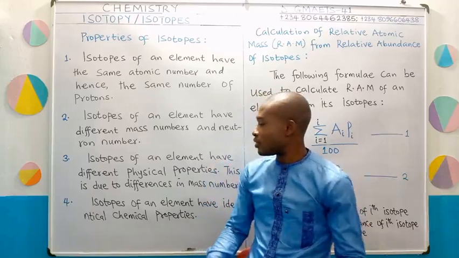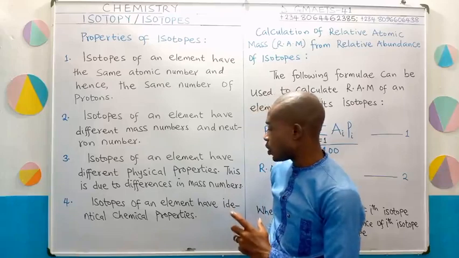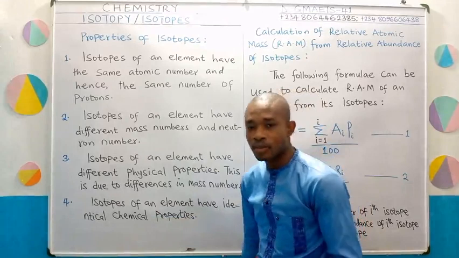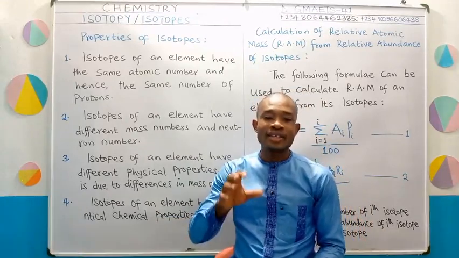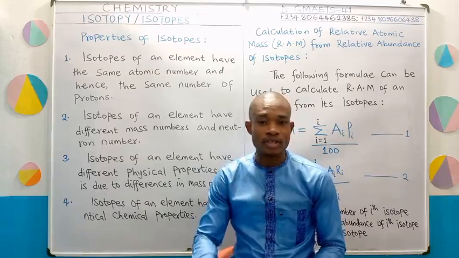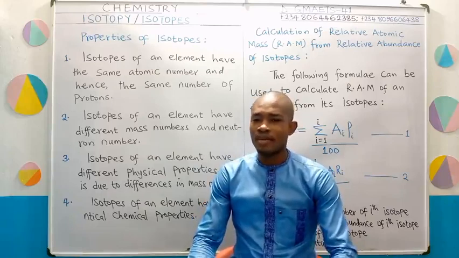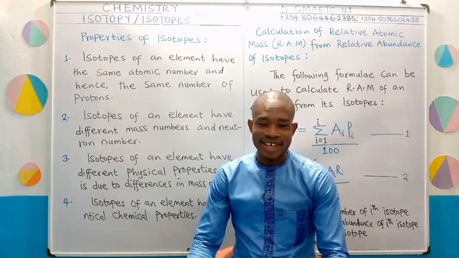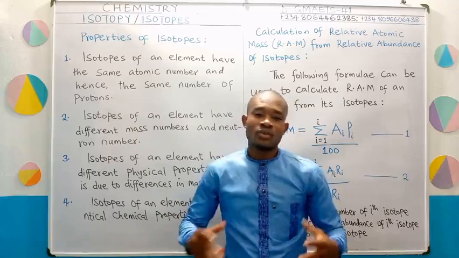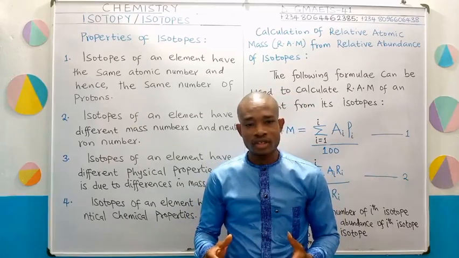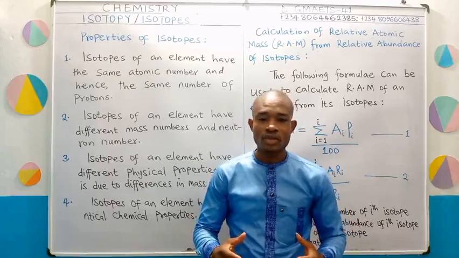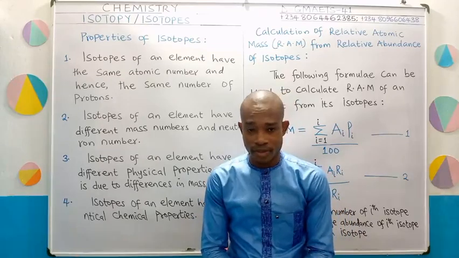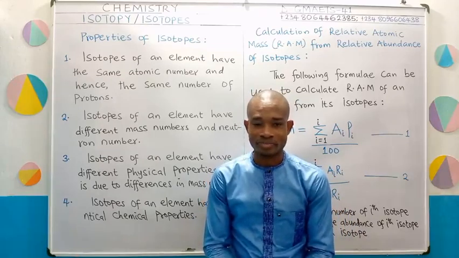Now I want to look at property number 4. That's the next one. Isotopes of an element have identical chemical properties. They have what? Identical chemical properties. Of course, we expect that because the number of protons and the number of electrons are the same for isotopes. You know that. Like in the case of chlorine, for example, whether chlorine 35 or chlorine 37, they have 17 protons and 17 electrons, each of them. And that is why we expect their chemical properties to be identical.